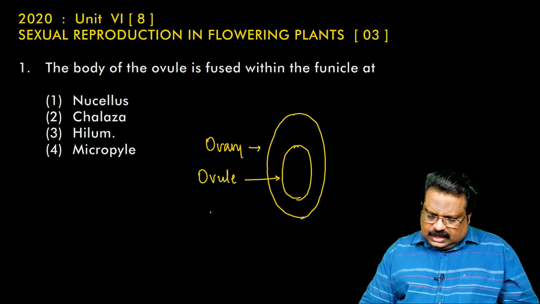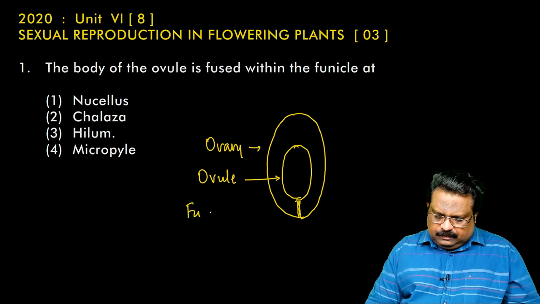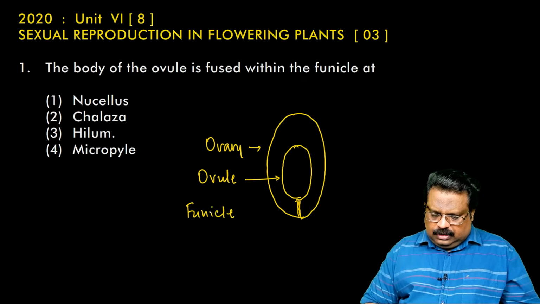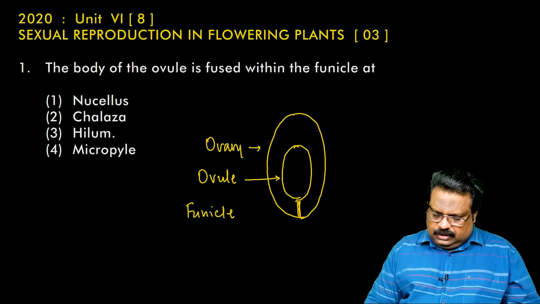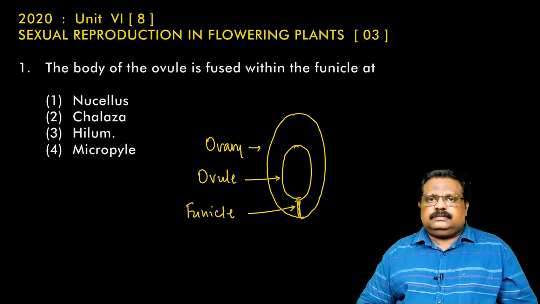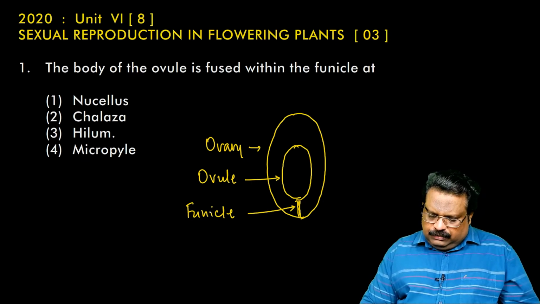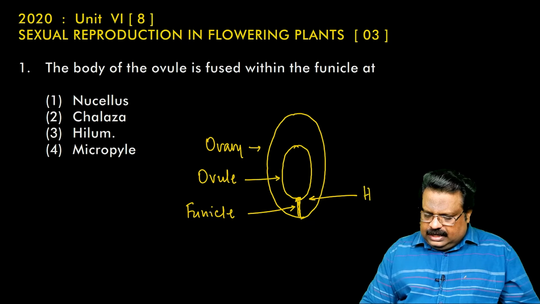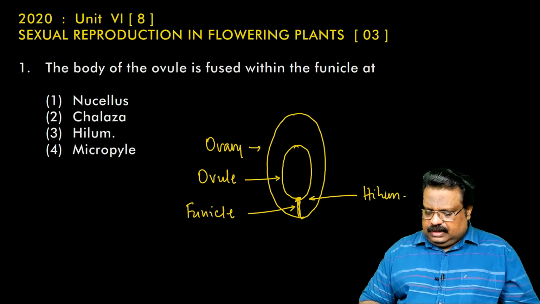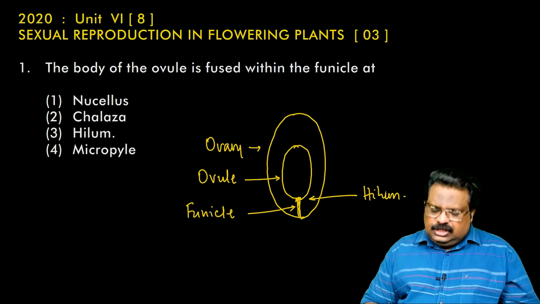The ovule is connected to the ovary wall by means of a stalk, and the stalk of the ovule is called a funicle. The region of the funicle which touches the ovule has a scar, and that structure is called hilum. So hilum is present at the junction between funicle and the ovule.